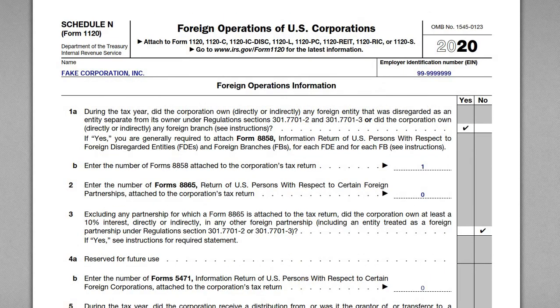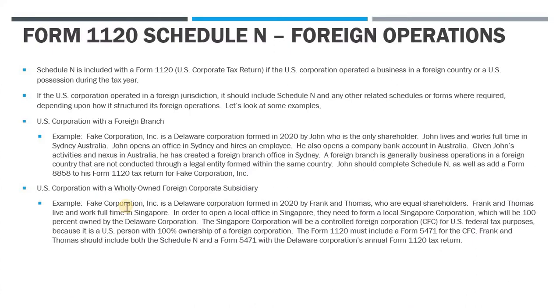Let's go back to the slide and look at example number 2. So we have a U.S. corporation with a wholly owned foreign corporate subsidiary. So we've got the same Fake Corporation Inc., Delaware Corp. This is set up by Frank and Thomas. They're equal shareholders. Frank and Thomas live and work full-time in Singapore. Now, in order to open a local office in Singapore, they needed to have a local entity. So they set up a Singapore corporation, and this corporation is owned 100% by the Delaware entity. So what they've done here is they've set up a parent-subsidiary corp relationship, okay?